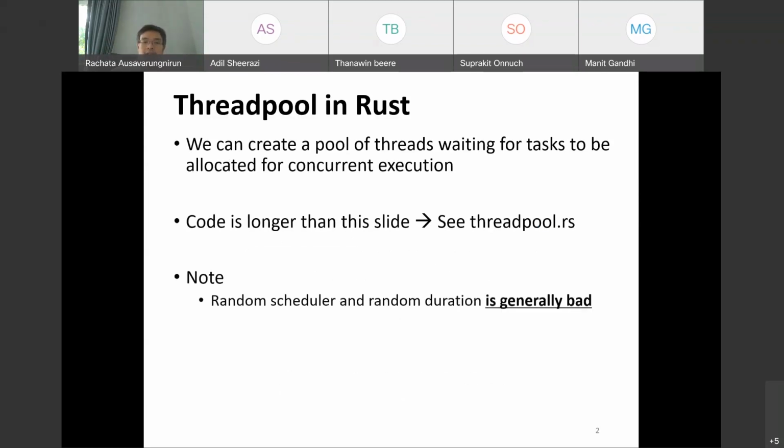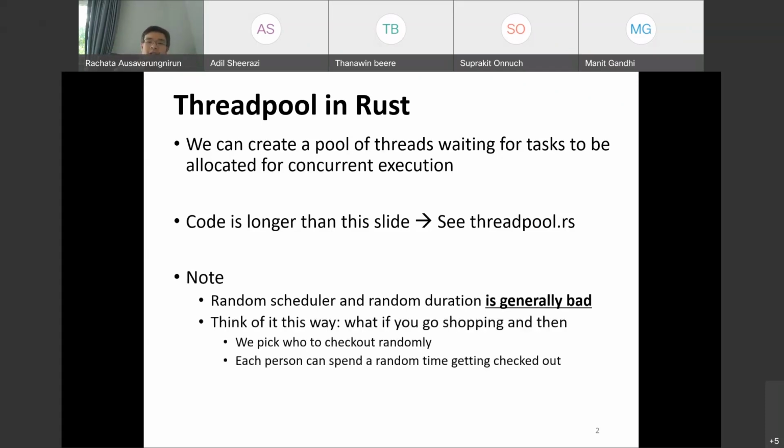For a quick note, the implementation randomly picks what tasks to finish, and that's generally bad, right? So think of it this way. Let's say you go shopping, and we will explain what a thread is in this lecture, so this might confuse you. But think of the way you manage the checkout line, right?